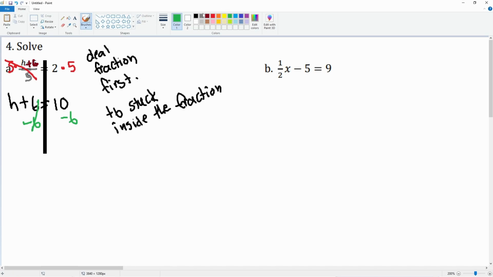The plus 6 and the minus 6 cancel, leaving you with h is equal to 10 minus 6, which just becomes a 4. Next, we have b.